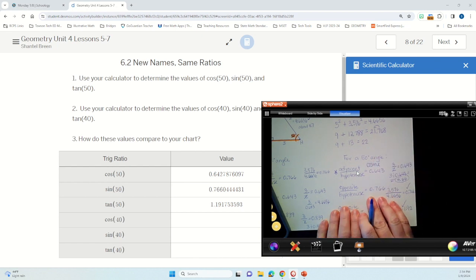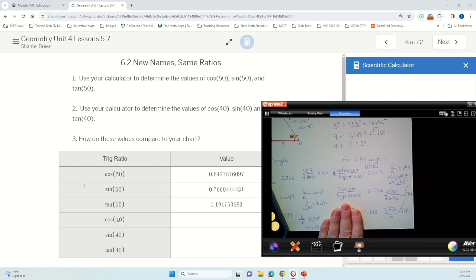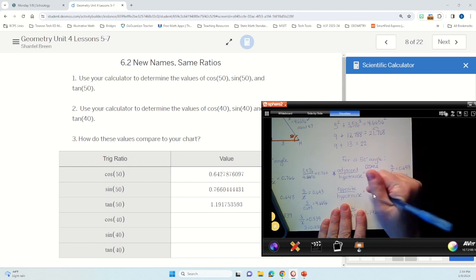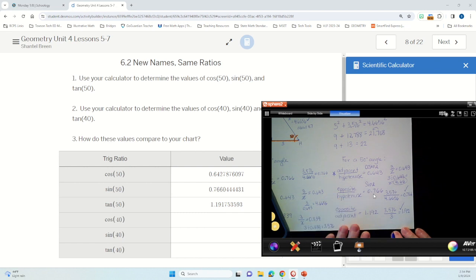Now, let's look at the hypotenuse. Sine 50, 0.766, and that's exactly what we have here, 0.766. So this is the sine, opposite divided by hypotenuse. And then let's look at the last one, the tangent of 50, which is opposite divided by adjacent, is 1.192, which is technically what we have here. So we call this the tangent.